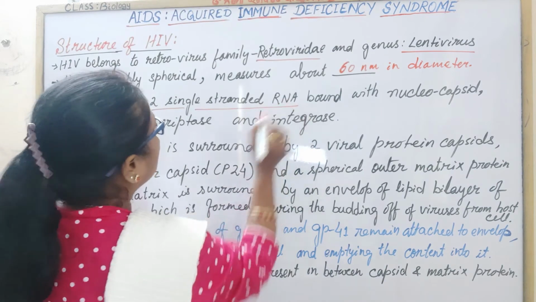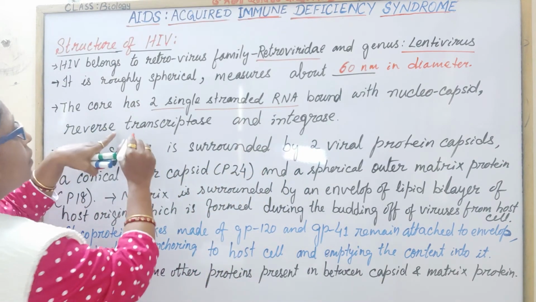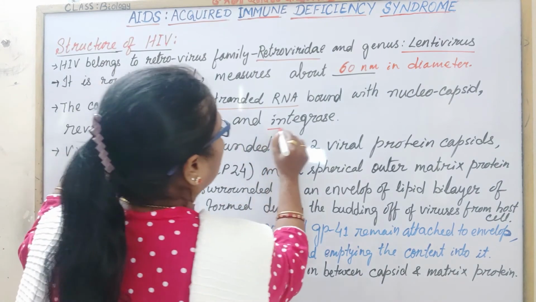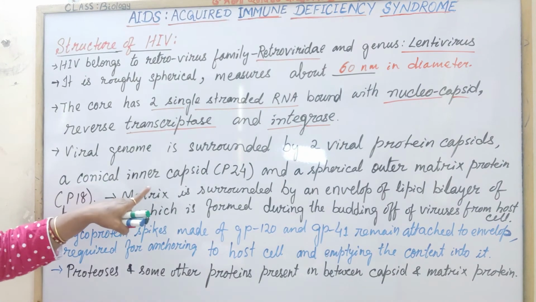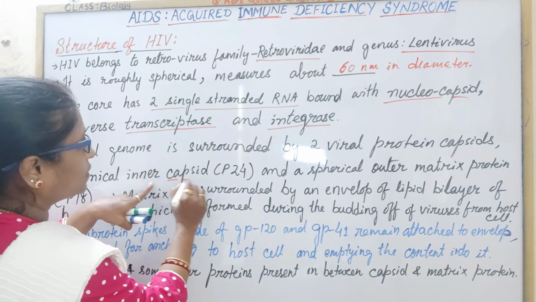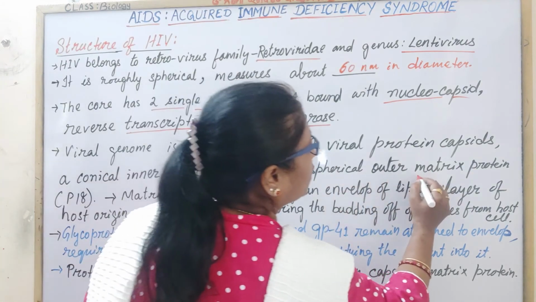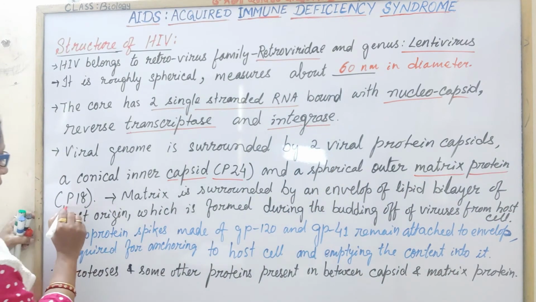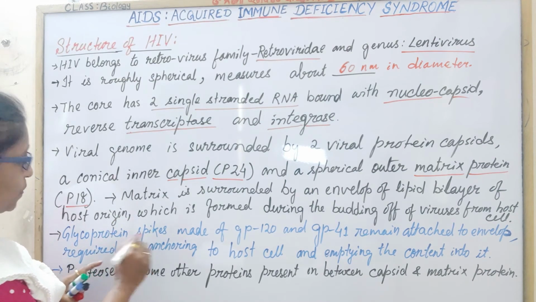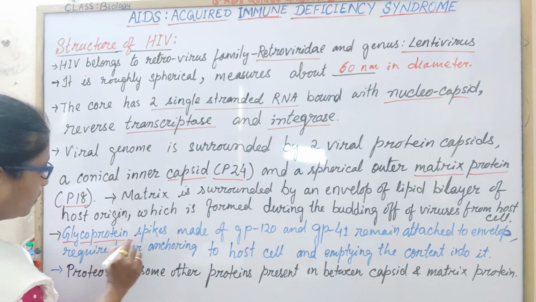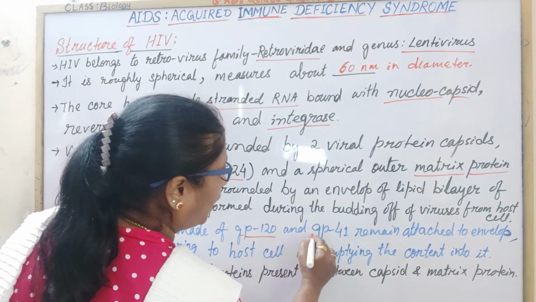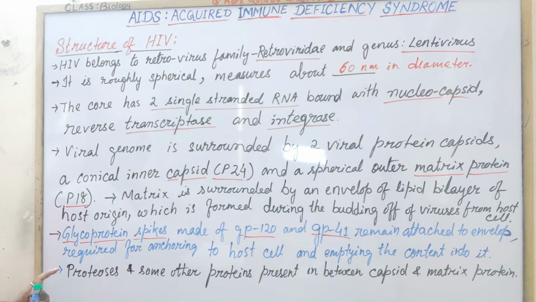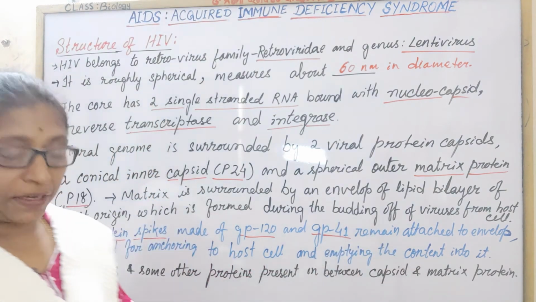Two single-stranded RNA, reverse transcriptase and integrase. Also, the nucleocapsid are there. The conical inner capsids are P24. The outer matrix proteins are P18. The glycoprotein spikes are of GP120 and GP41. And proteases and some enzymes are present in between the capsid and the matrix protein.